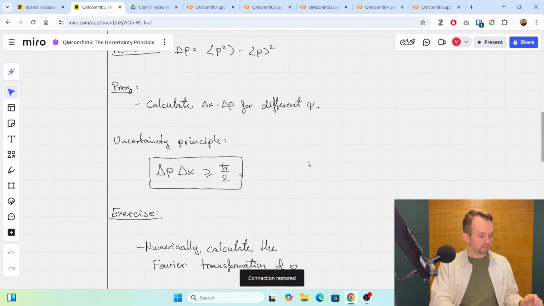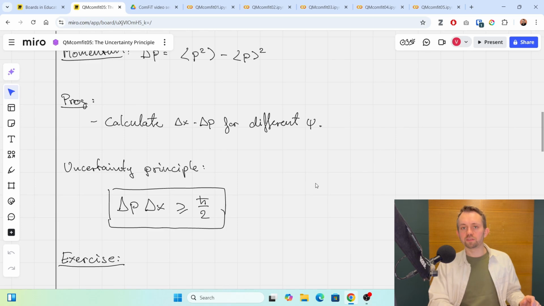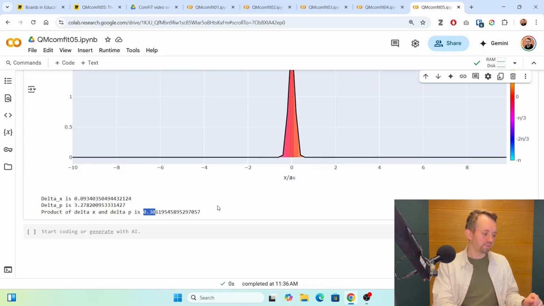Now, the uncertainty principle states that the product of these two uncertainties, delta p and delta x, is always supposed to be larger than h bar divided by 2. In our case, h bar is equal to 1, which means that from this numerical point of view, delta x multiplied by delta p should always be larger than 0.5. And in fact, that is not what we see. We got 0.3 here, which is not true according to the uncertainty relation.